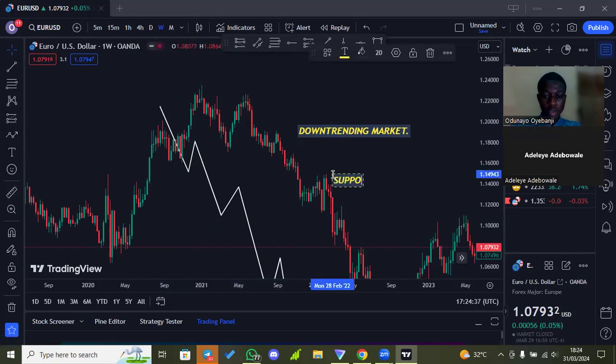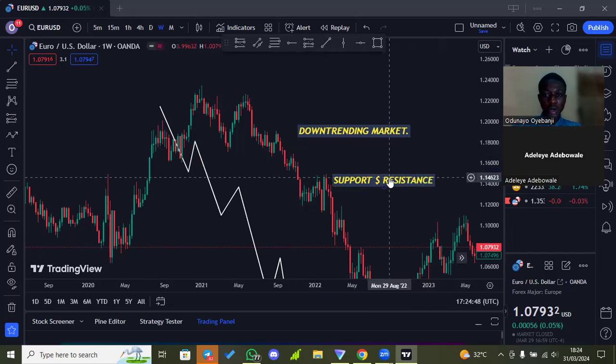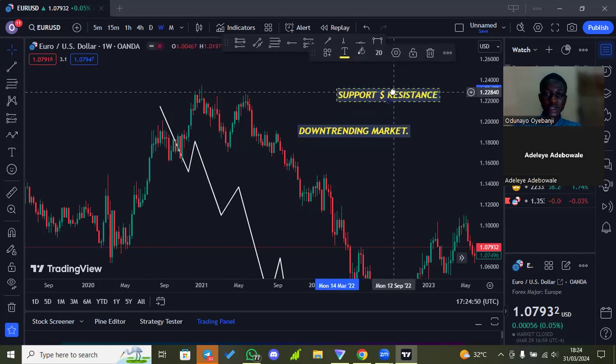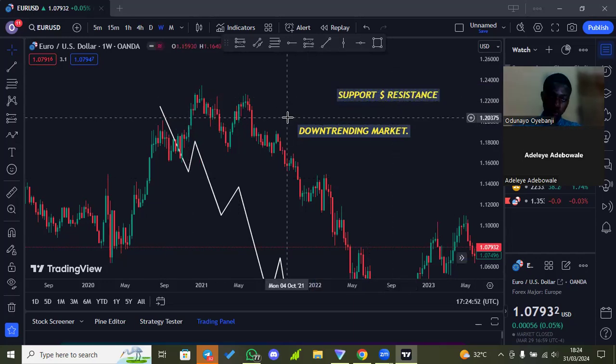Support and resistance. Are you with me? So what does it mean? Support and what? Resistance. Do you get that? So now, good.